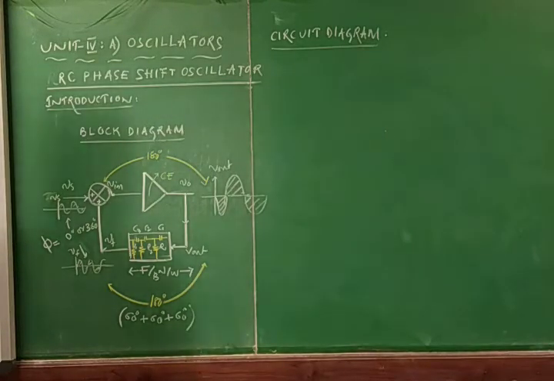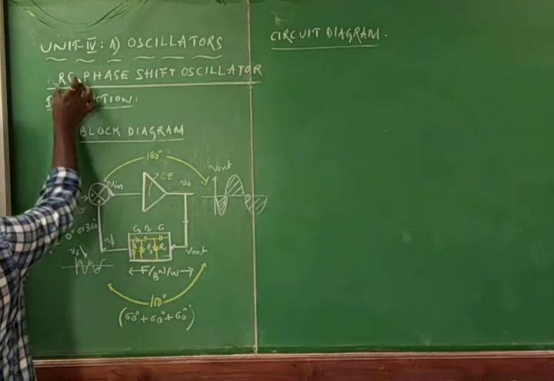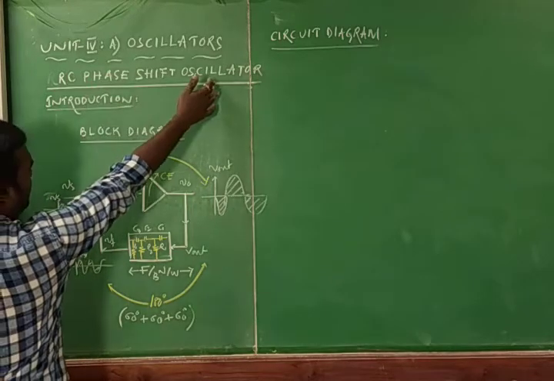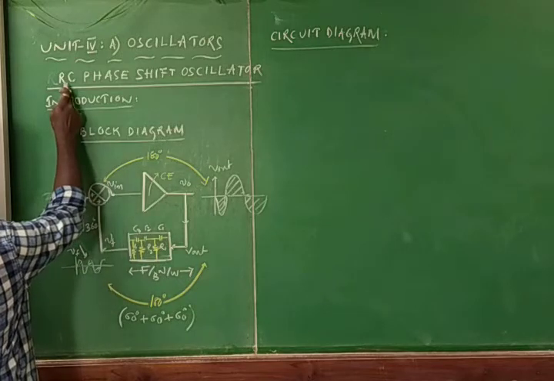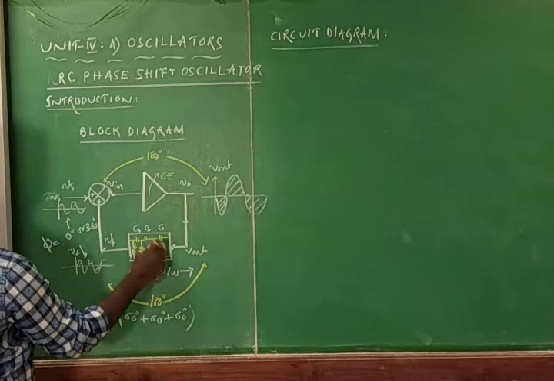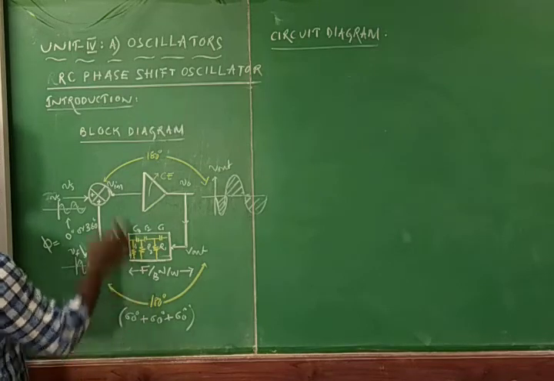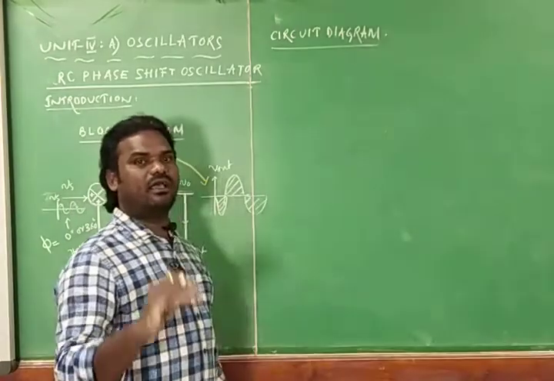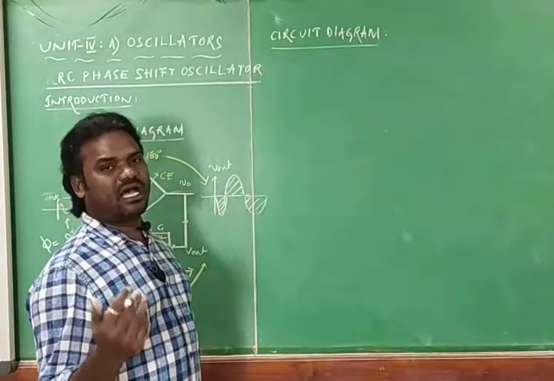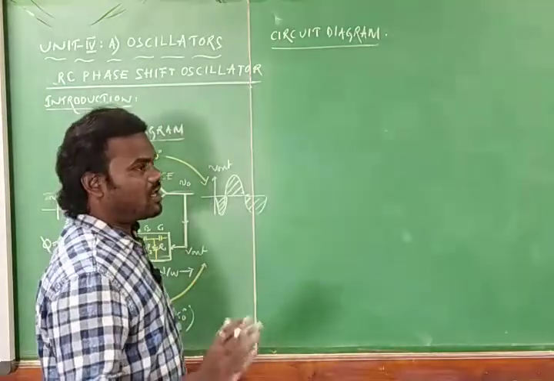So this is the block diagram of RC phase shift oscillator. As the name suggests, this is an oscillator. An oscillator must be designed with positive feedback, and that feedback is designed with the R and C components, and this feedback is providing the phase shift of 180 degrees, so that it is called RC phase shift oscillator. You can explain why the name is RC phase shift oscillator in the introduction.